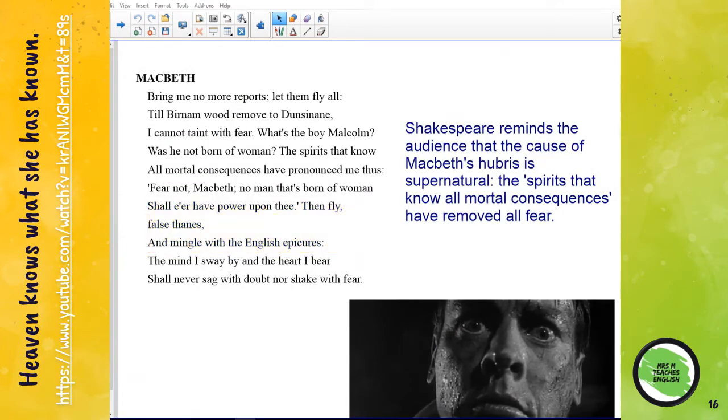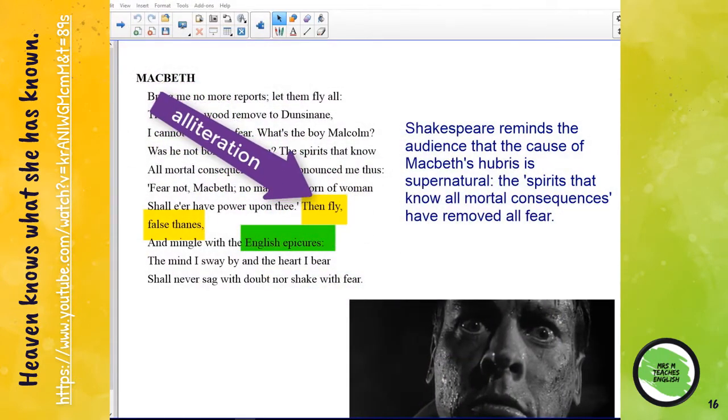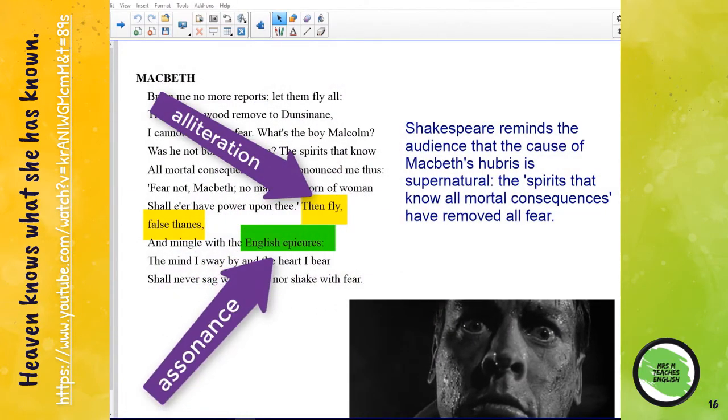One of the things that's interesting about it is the use of phonological devices. You have "fly, false thanes," and then "English epicures." So these two groups of people are connected because the same kinds of phonological features define them. We have the alliteration in "fly, false," and then that's directly juxtaposed to the assonance in "English epicures." You can hear that there's the same kind of process being applied to both of their descriptions, and thereby they seem to have a similarity.